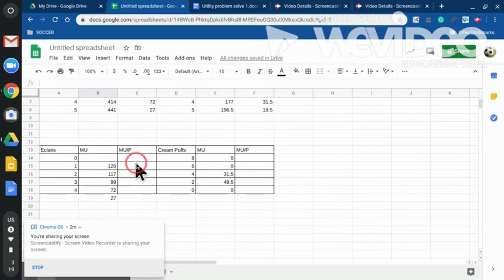And I just need to divide them by the price of the good. So the eclairs were $3. So 126 divided by 3. And I can do the same thing over here. So I've got my 31.5 divided by 1.5.